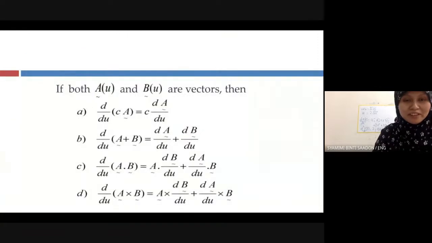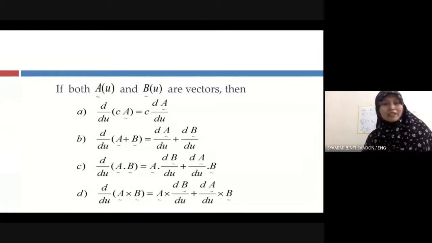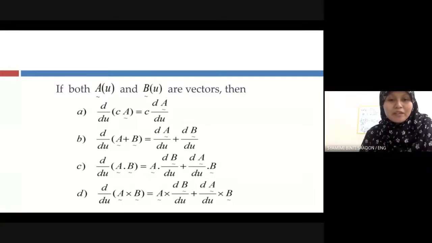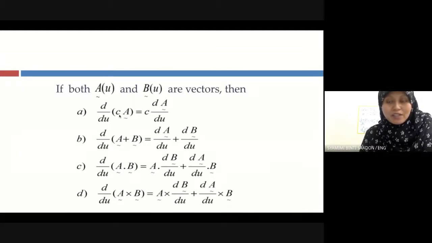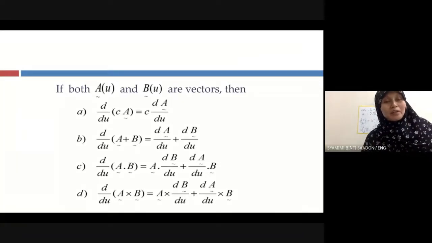So we move on. These are some of the rules, again just to refresh. You have vector A and vector B, functions of u. Remember it is a vector, not a scalar. For example, if you have C, a constant scalar, and you want to differentiate CA, you take out C and do the derivative dA over du, because only the vector A is a function of u.